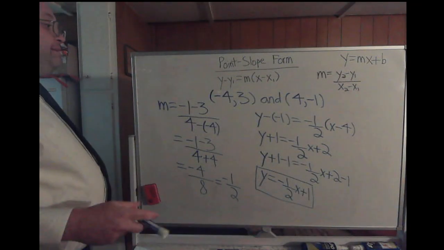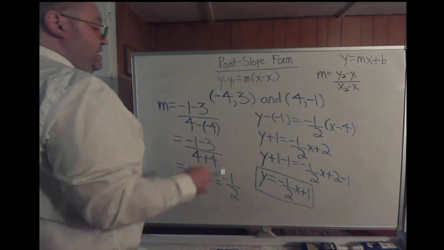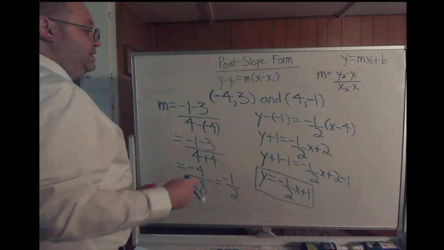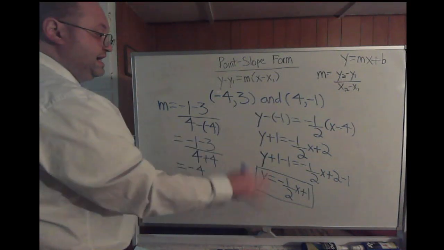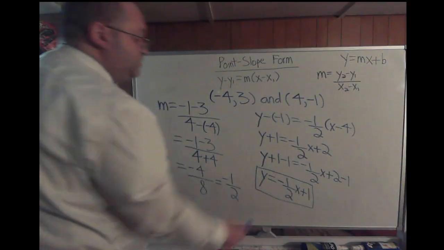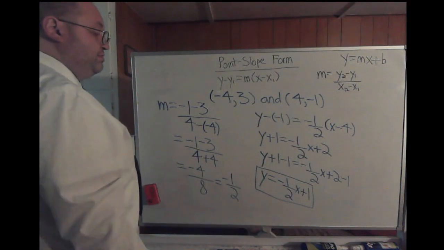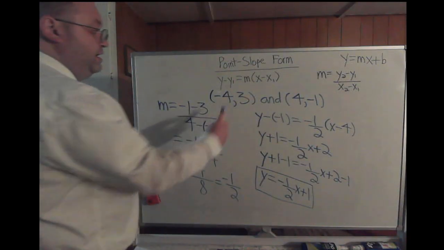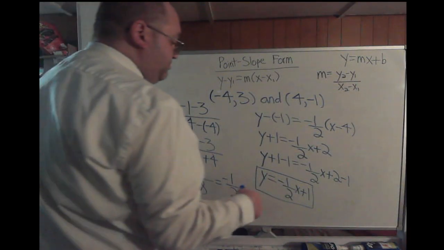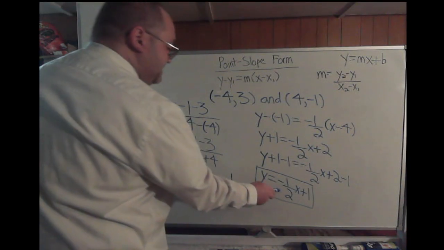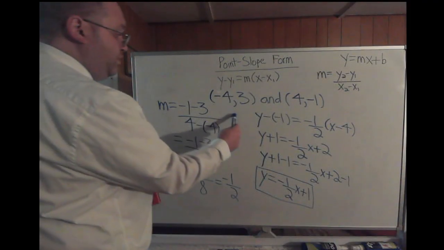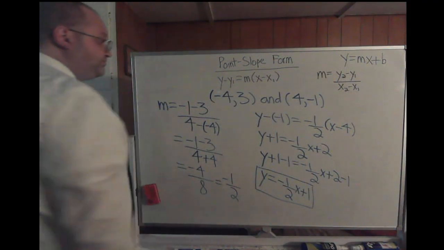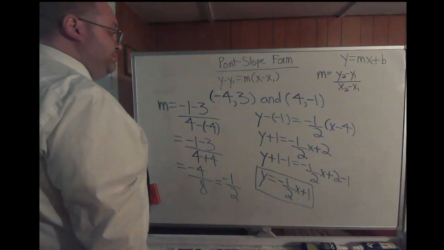And now had I decided to put in the other point, I would have got the exact same result for my slope-intercept form. You could pick whichever one you want. You just need to stick with that ordered pair once you start out. But I would have got the exact same result had I done negative 4, 3 instead. So that's something to keep in mind.